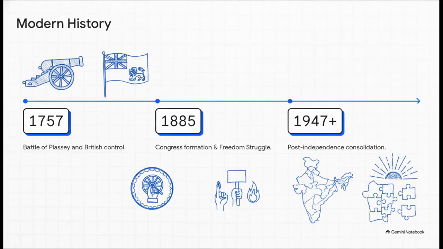You really need to build this exact chronological narrative in your mind. Think of it as a story. It starts around 1757, the midpoint of the 18th century, with the Battle of Plassey, where we explore how the British established control. Then, we transition into Unit 3, highlighting 1885, the formation of the Congress, and all the incredible phases of the freedom struggle, from Swadeshi all the way to Quit India. Finally, Unit 4 brings us to 1947 and beyond, dealing with the massive, complex task of post-independence consolidation and integrating the princely states.